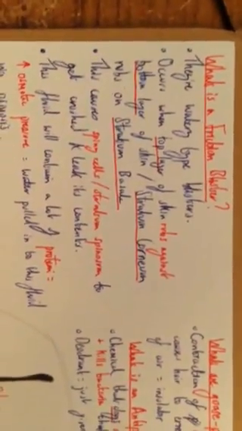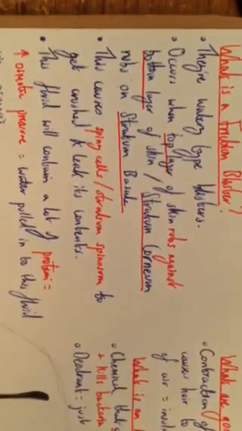Okay. What is a friction blister? They're a type of watery blister. It occurs on the top layer of the skin as it rubs against the bottom layer, or the stratum corneum rubs on the stratum basale. So the stratum corneum, which is the top layer, rubs on the stratum basale, which is the bottom layer.